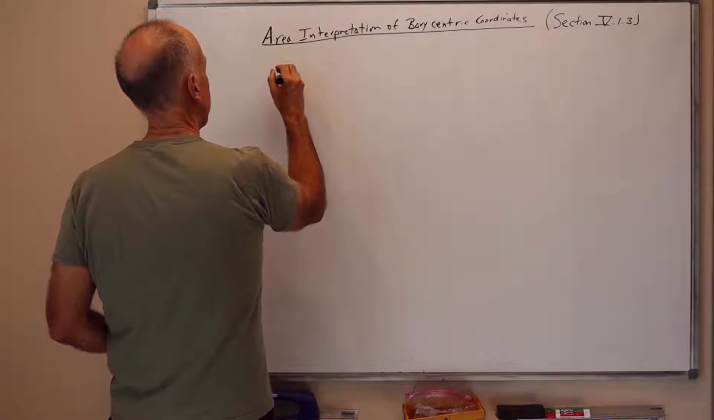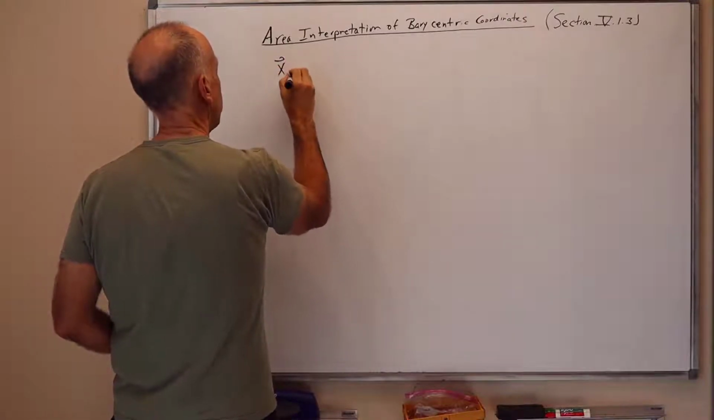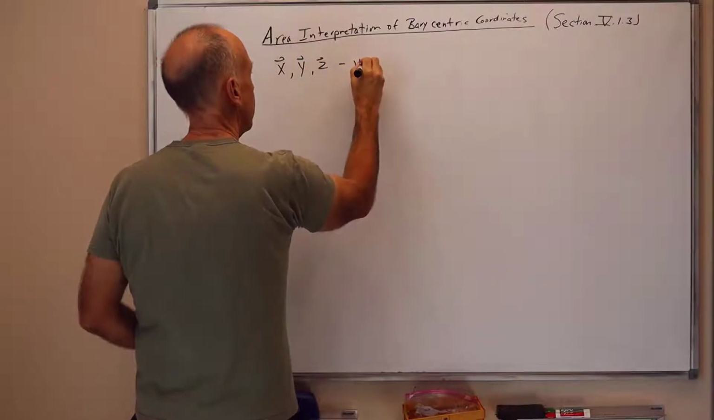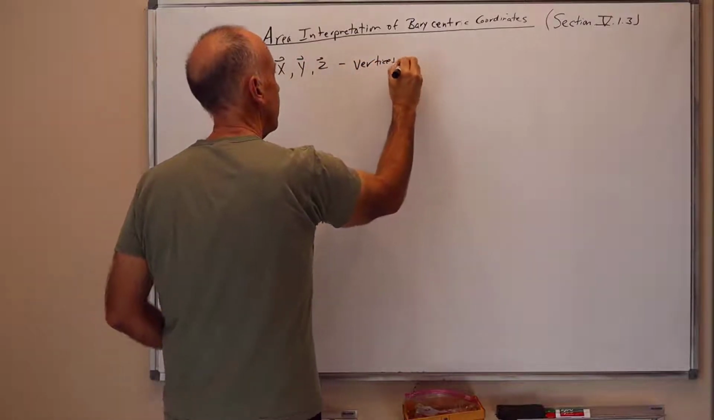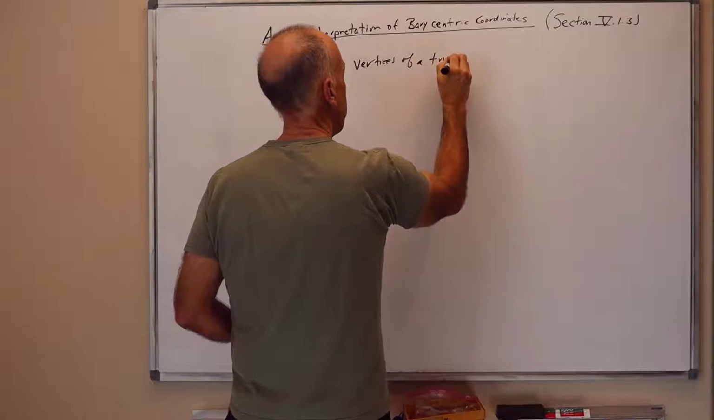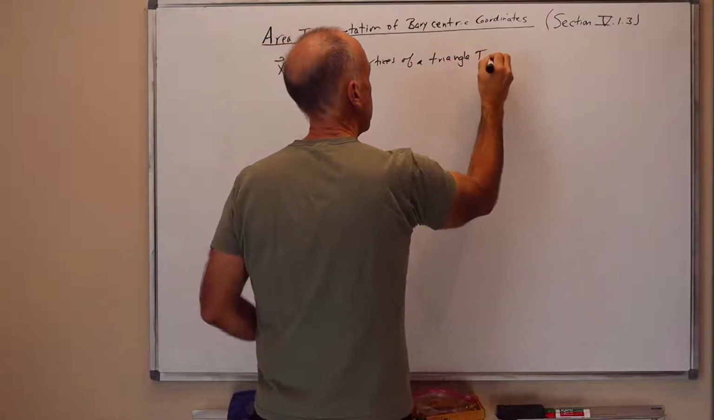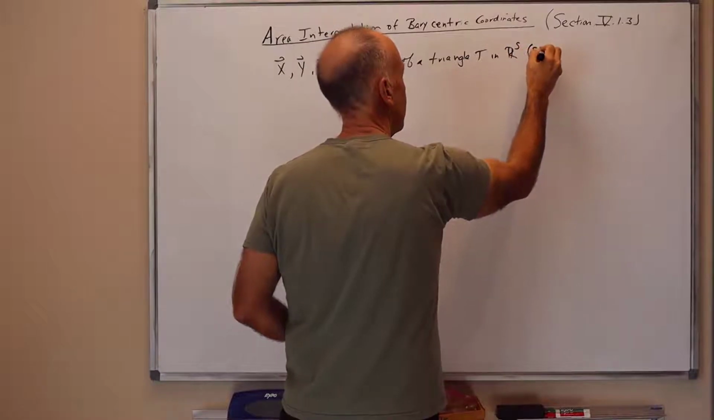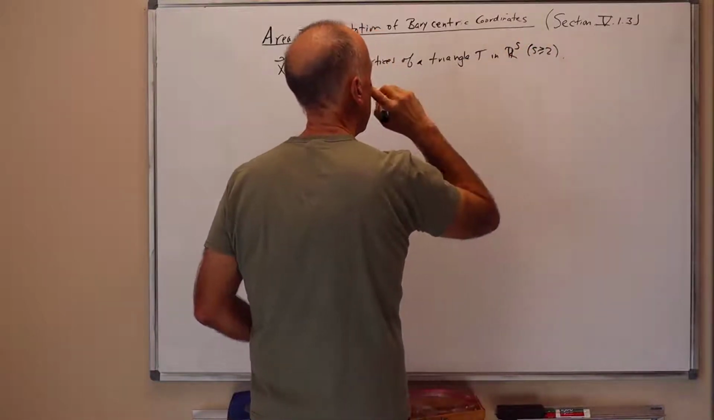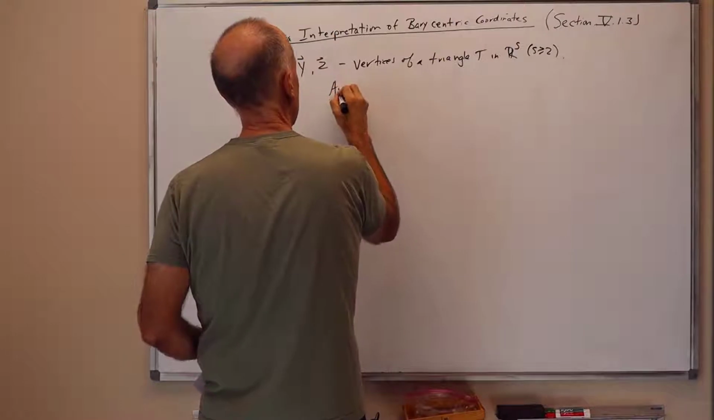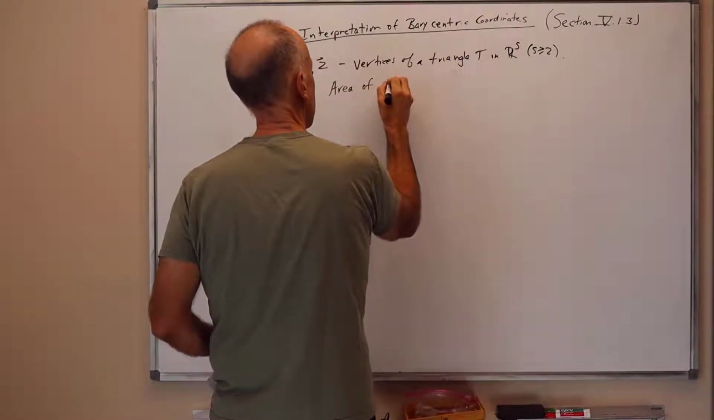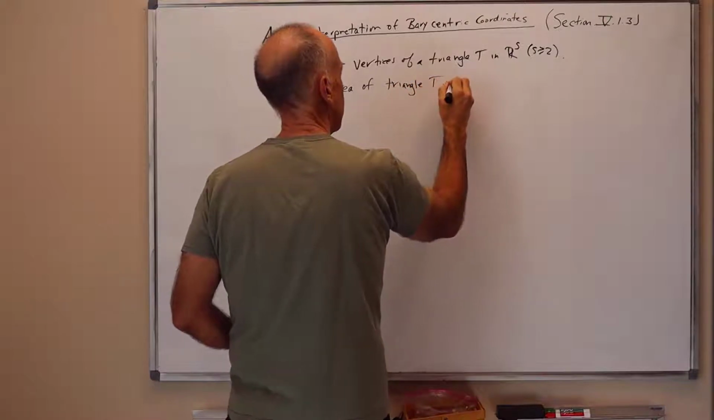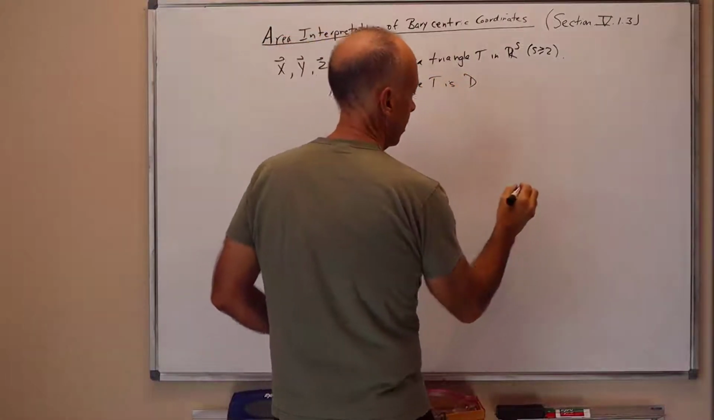We're in the situation where we have 3 points, X, Y, Z, non-collinear. They're the vertices of a triangle T in R^S, S greater than or equal to 2, and we'll let the area of the triangle T be D. Let's draw a picture here.